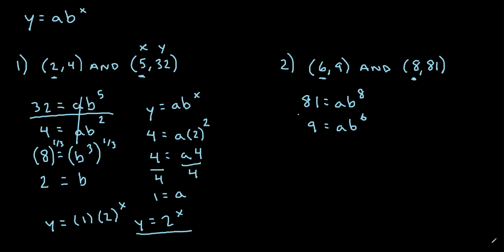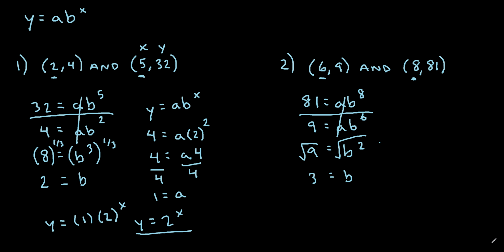And we'll use the same process where we can just divide these two expressions. So 81 divided by 9, that's 9, equals, the a's cancel out once again, and we can use the law of exponents again that tells us we can do b to the 8 minus 6, so that's b squared. So b squared is equal to 9. So in order to get b, we can take the square root of both sides. The square root of 9 is 3, and over here we'll just be left with b.